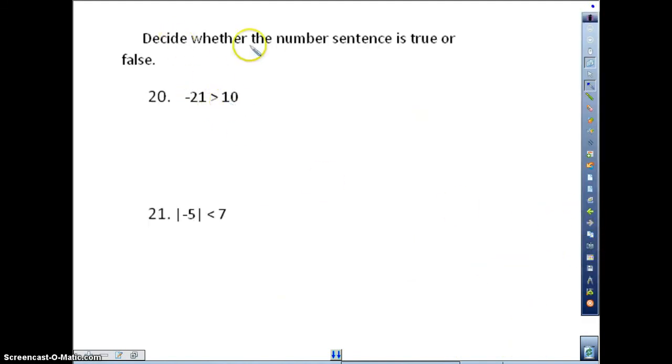Decide whether the number sentence is true or false. Positives are always greater than negatives. That one's false. The absolute value of negative 5 is positive 5. Is positive 5 less than 7? That one's true. And I think we're done.